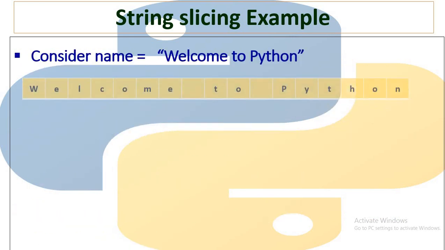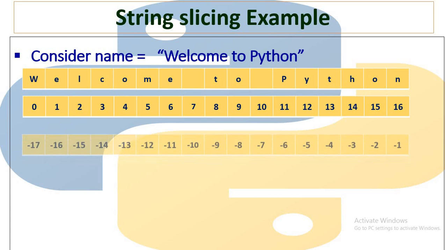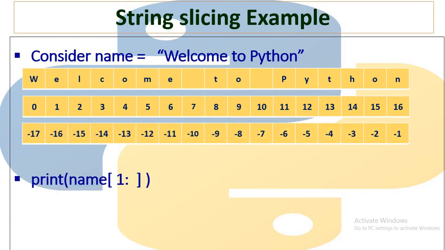Now third example, again consider the same string with positive and negative index. Here I am trying to print name, start is mentioned, end is not mentioned. So what will Python consider in this case? As start is mentioned, start is always included in the output, meaning we are starting from the starting character. So 1 is given as start, so we will start at position 1. End is not mentioned, so we will go up to the end, the last character.